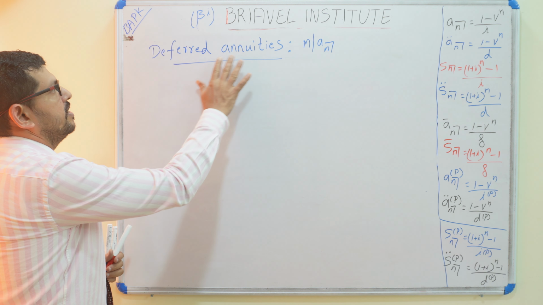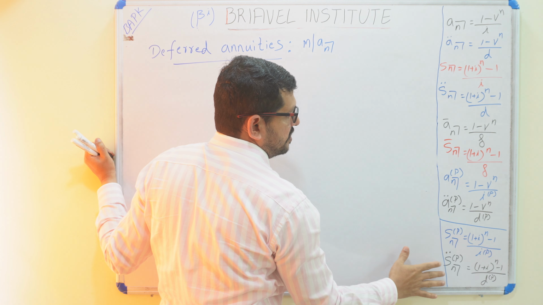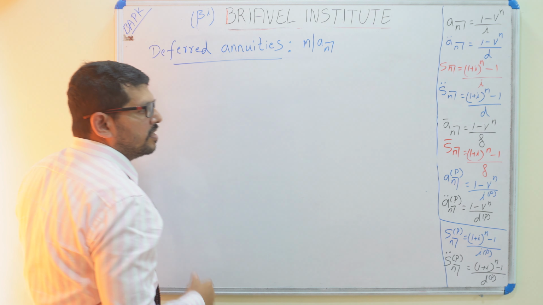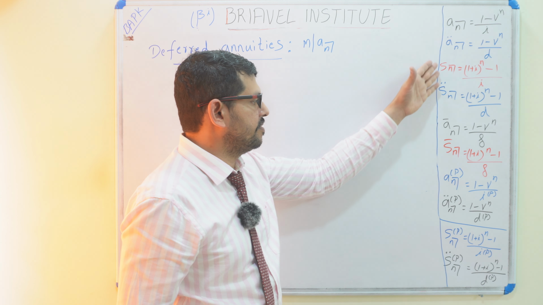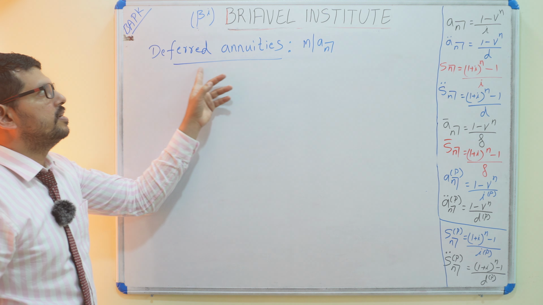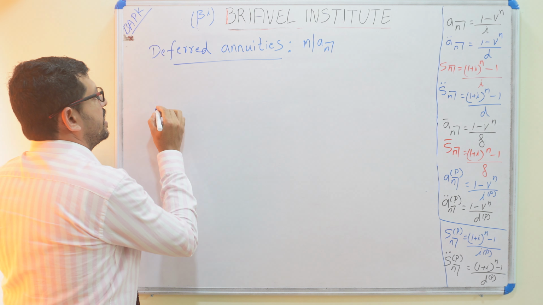Now we are going to study the deferred annuities. So in the last nine classes we studied all the formulas. You should remember all these formulas. That is why I have written them on this side. And now we are going to study the deferred annuities, M bar A n. We can check what is the M bar A n.